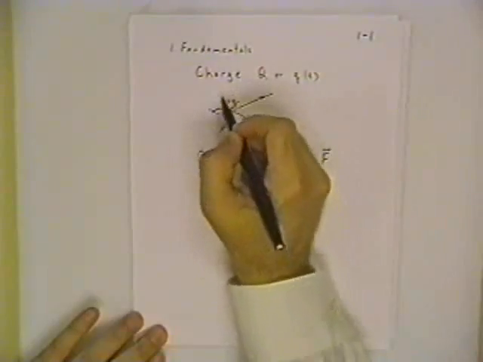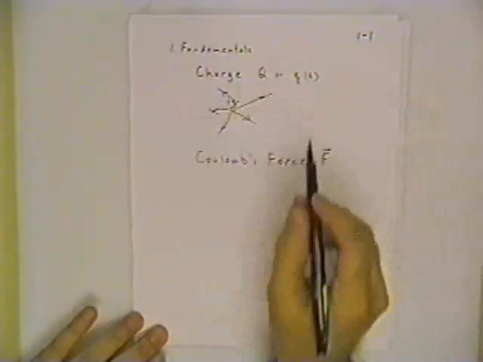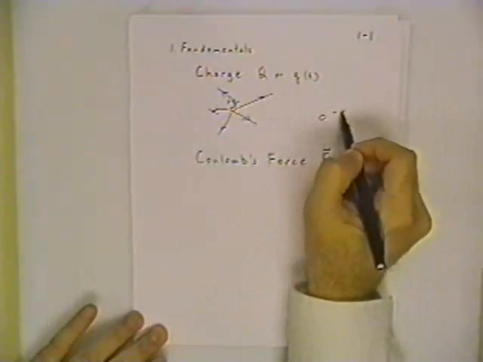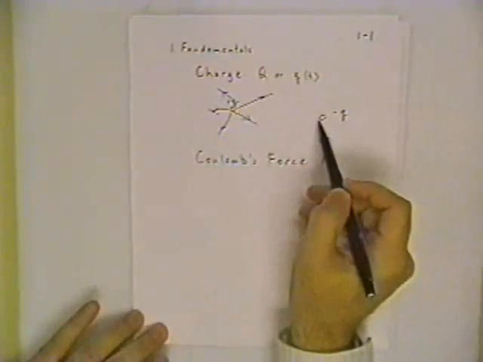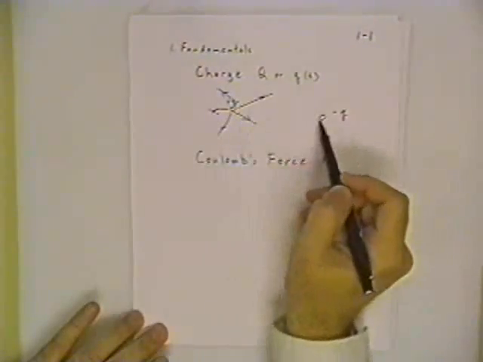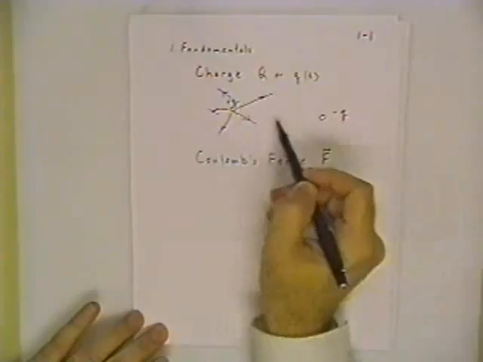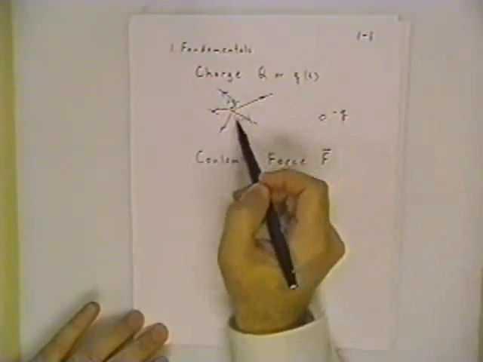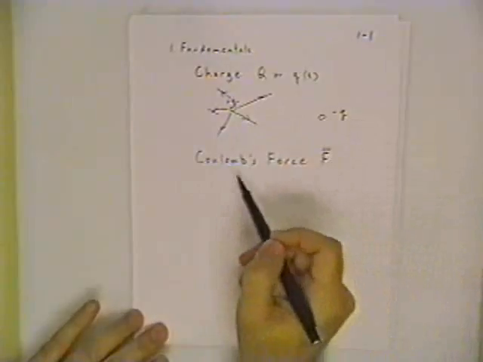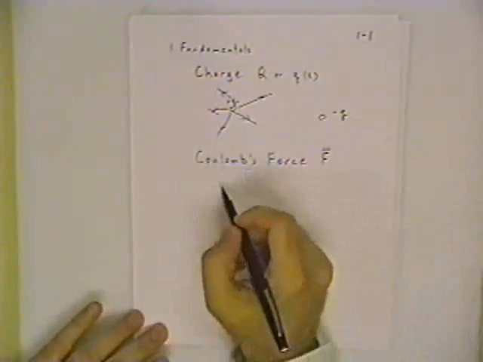and it's by this means that electric charges interact with each other, because over here if we have a negative charge, it's going to feel an attraction to this positive charge, and the way we can calculate that is to figure out how strong is the field, the electric field, due to this charge at the location of this charge. And that's where we get into Coulomb's force law.